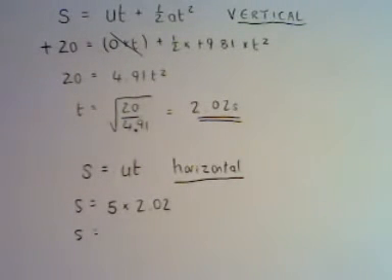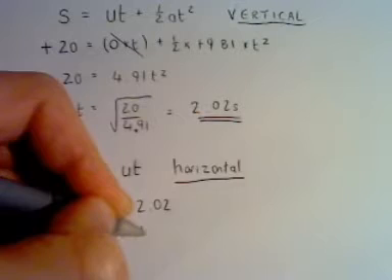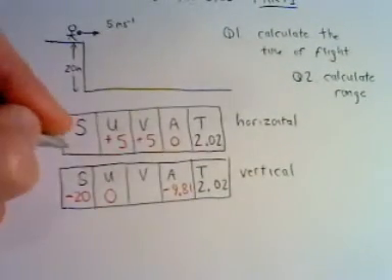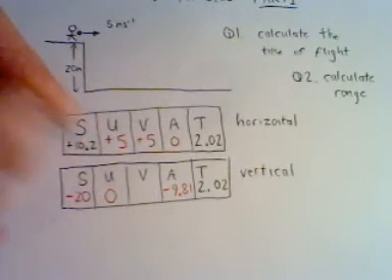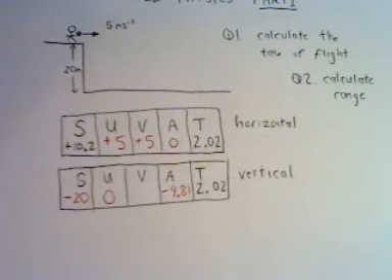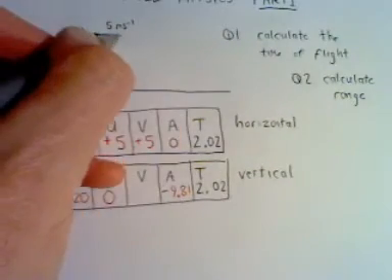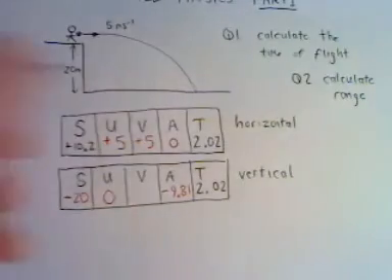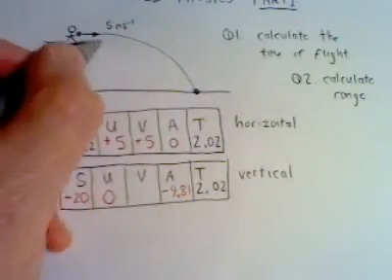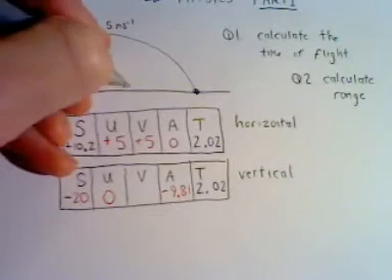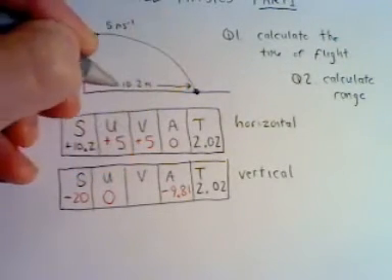and that becomes 10.1 meters. So if we return to our front sheet, plus 10.2 for our range, and if we just add a diagram here showing the approximate path of the projectile, we've now got the time of flight and we've got our horizontal range, 10.2 meters.